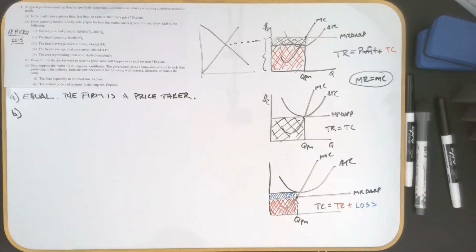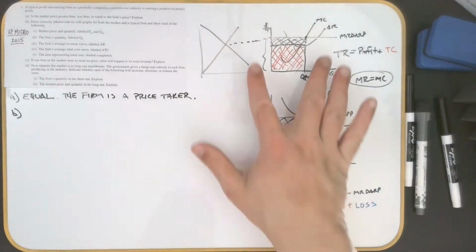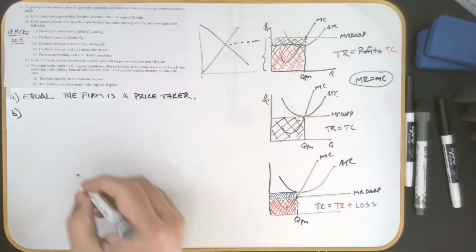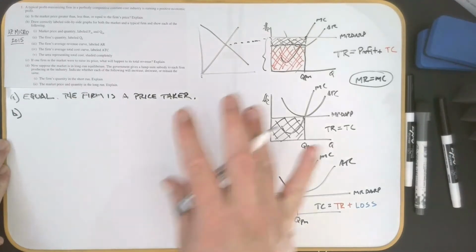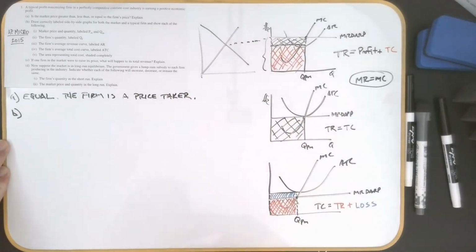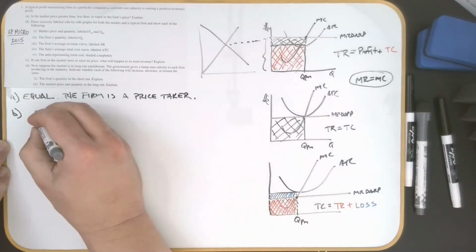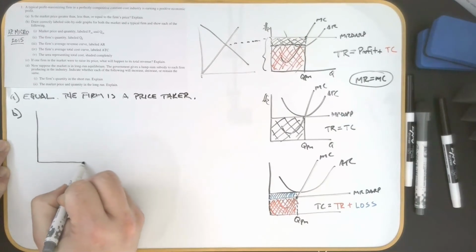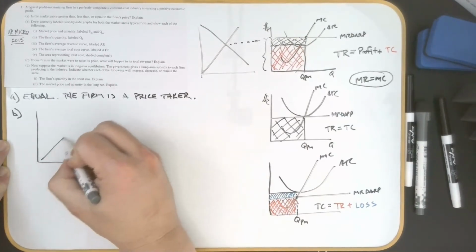Part B says, draw correctly labeled side-by-side graphs for both the market and a firm showing each of the following. So basically what they're wanting is to have a very nice picture of this right here. And so this is where you want to take your time and go ahead and do that. So I'll redraw this, and it's not bad to redraw these as you're practicing, because you want that volume of practice of having drawn these.